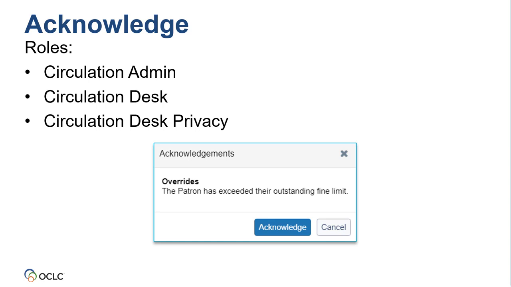When WorldShare circulation prompts for an override, usernames with the role Circulation Admin, Circulation Desk, or Circulation Desk Privacy see a pop-up message with an explanation of the override prompt and an Acknowledge button. If the staff member clicks the Acknowledge button, the transaction proceeds.